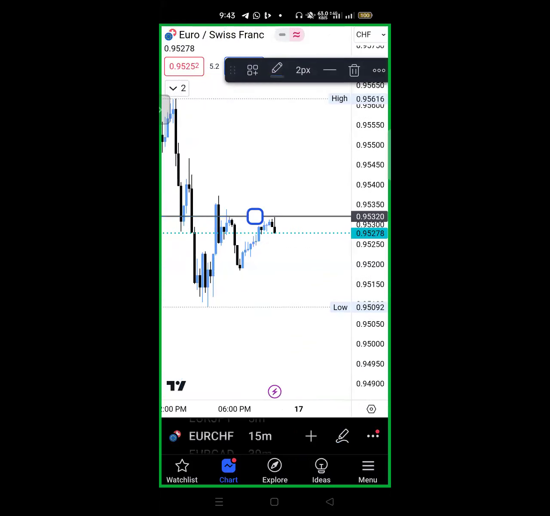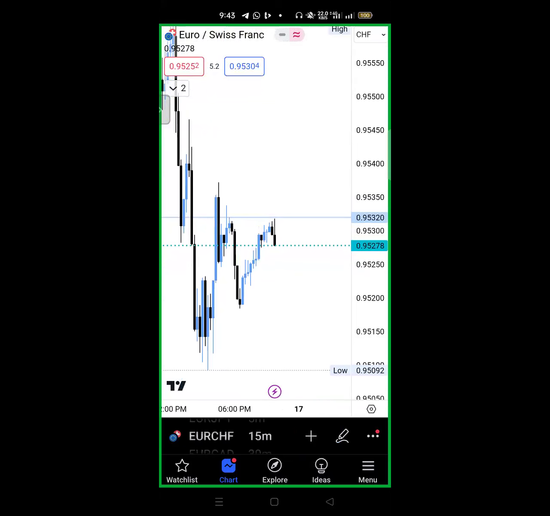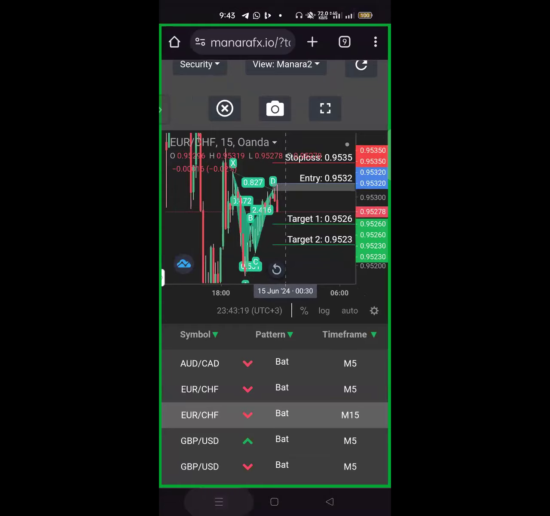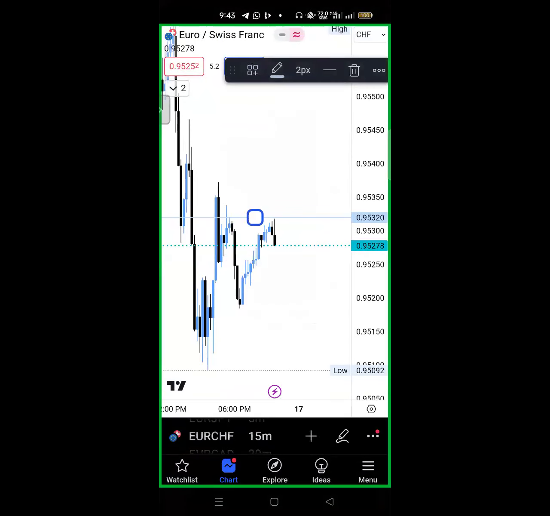Use gray for the entry point. I'll use this light blue. Now this is the entry point for Manara. Stop loss is where? Stop loss is 95.35 according to Manara, right?